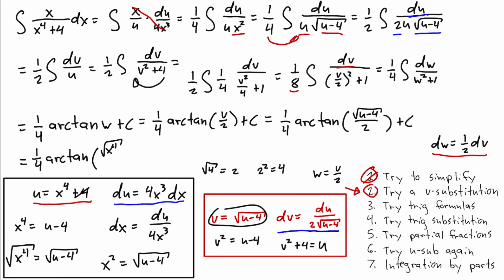The square root of that over 2 plus c, and again the square root of x to the 4th is simply x squared. So that's one way to simplify our answer, and we are officially done. Can you believe it? So what a problem.